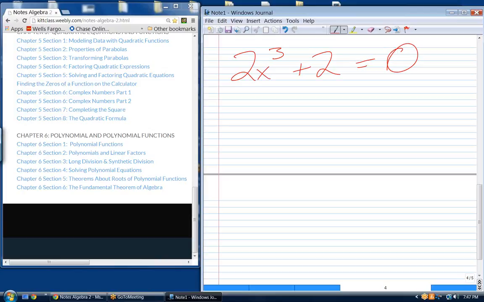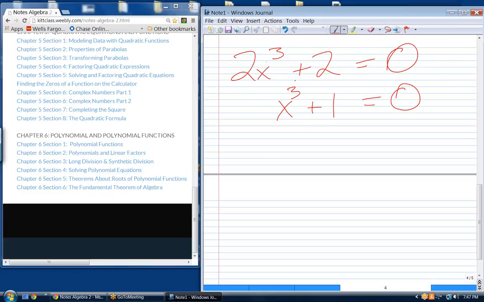How about we divide both sides of the equation by 2? Okay. What's left? What's the next line if I do that? x cubed plus 1 equals 0. Right? In other words, all I did was divide both sides by 2. Now, notice we have the sum of perfect cubes. So we can factor this.